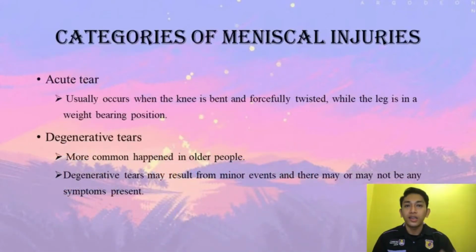Now we move to the categories of meniscal injuries, which have 2 types. The first one is an acute tear, which usually occurs when the knee is bent and forcefully twisted while the leg is in a weight-bearing position. The second type of meniscal injury is degenerative tears, which more commonly happen in older people. Degenerative tears may result from minor events, and there may or may not be any symptoms present.